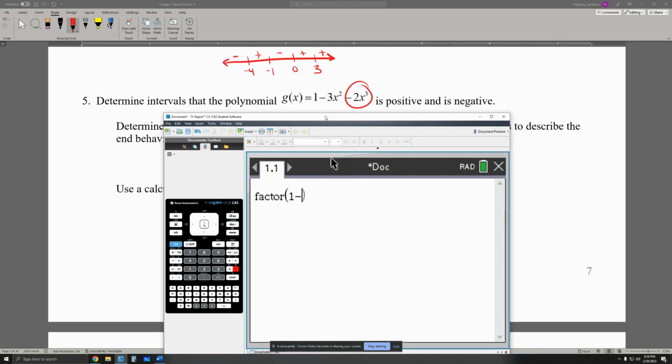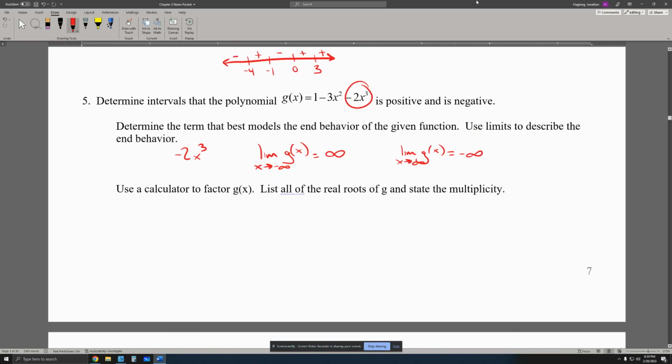We have 1 minus 3x squared, and then minus 2x cubed. Okay? I'm going to hit enter, and it gives us the factorization. -1 times the quantity x plus 1 squared times the quantity 2x minus 1. All right, so let's go ahead and write that. We have g of x is equal to -1 times the quantity x plus 1 squared, and then times the quantity 2x minus 1.